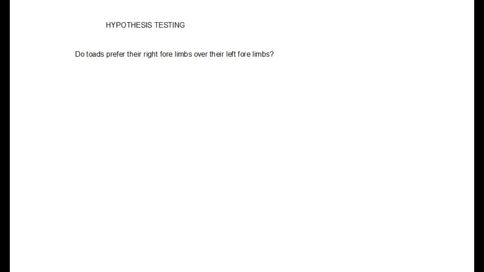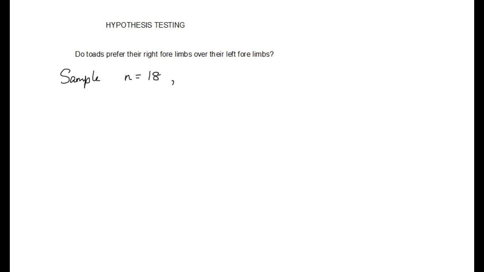The best way, of course, would be to get hold of all the toads in the world, figure out on an average whether they prefer their right forelimbs over their left, and then come to a conclusion. Now, that's not possible, right? Because there are a million toads in the world. So, as a scientist, what would you do? You'd take a sample of toads. So, let's say you took a sample of size 18. So, you took 18 toads randomly selected from the wild.